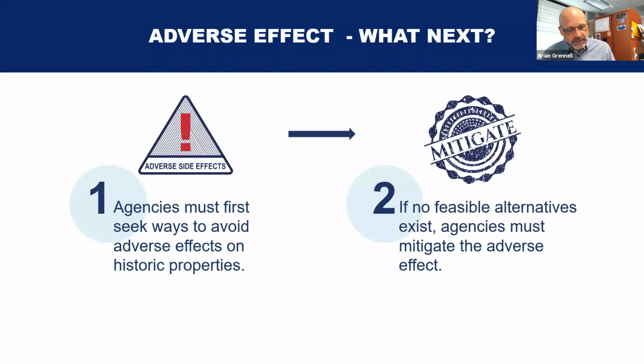So what do you do if there is an adverse effect? The agencies, first of all, as we said, must seek ways to avoid them. But if all feasible alternatives have been considered and there's no way to avoid the adverse effect, then agencies must mitigate the adverse effects, either minimizing or rectifying the effects, reducing or eliminating them over time, or compensating for them. And this is done in consultation with the State Historic Preservation Office, as well as engaging other interested parties. The Section 106 process then concludes in the execution of a memorandum of agreement, which is a legal document that outlines the terms and conditions agreed to by all the parties involved to mitigate the effects, and specifies who's responsible for carrying out any actions to execute it.